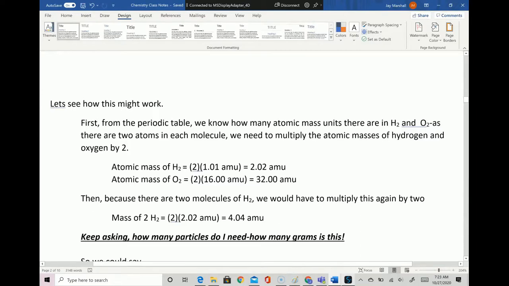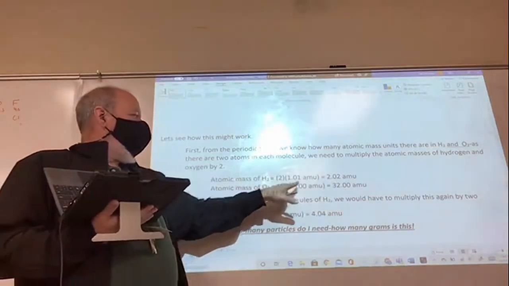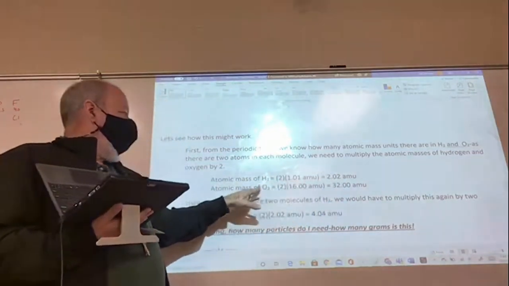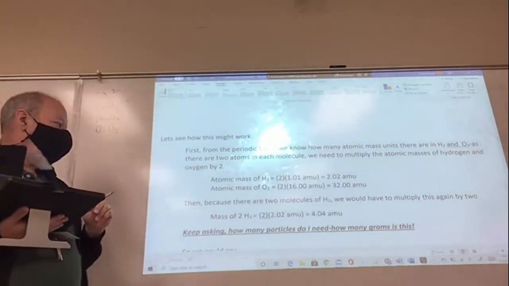So, from the periodic table, we know how many atomic mass units there are in H2 and O2. There are 2 atoms in each molecule, right? I've got 2 hydrogens and 2 oxygens. So if I look at the periodic table and it tells me that each hydrogen has an atomic mass of 1.01 atomic mass units, if I multiply that by 2, H2 has 2.02 atomic mass units, and an oxygen molecule ends up having 32 atomic mass units.